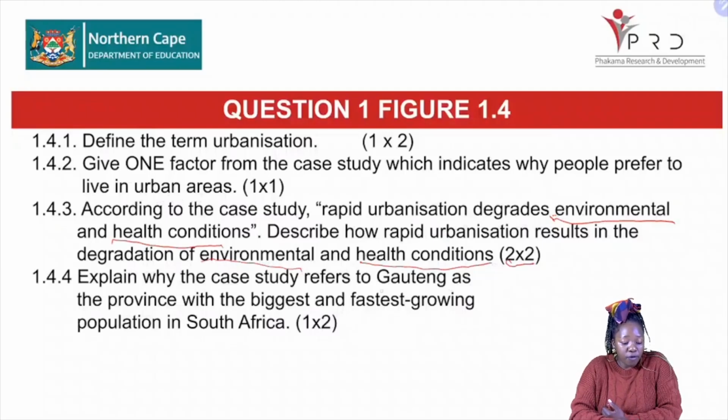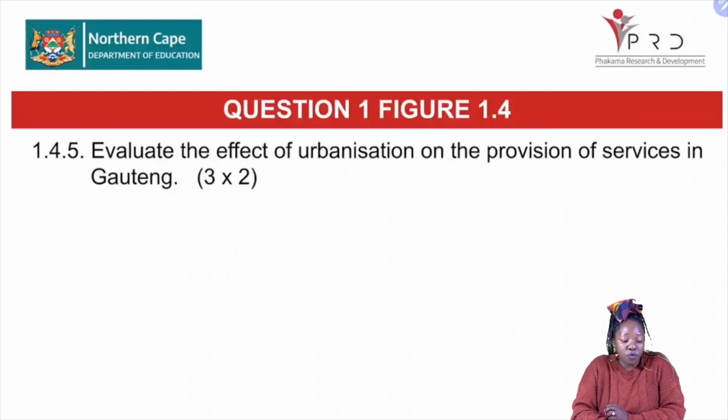Then your question 1.4.4, you explain why the case study refers to Gauteng as the province with the biggest and fastest growing population in South Africa. So again, you refer to the case study. By now, you should note all the questions that you need to refer to the case study. Then we have question 1.4.5, you evaluate the effect of urbanization on provision of services in Gauteng. So 3 times 2, meaning you need to give 3 responses.